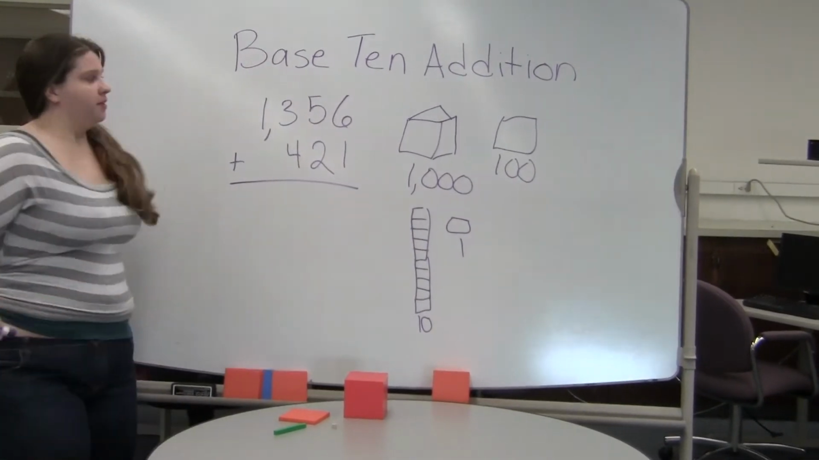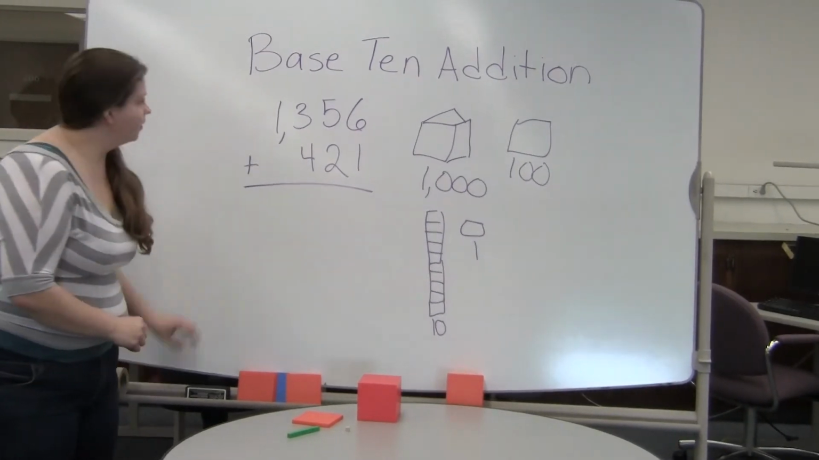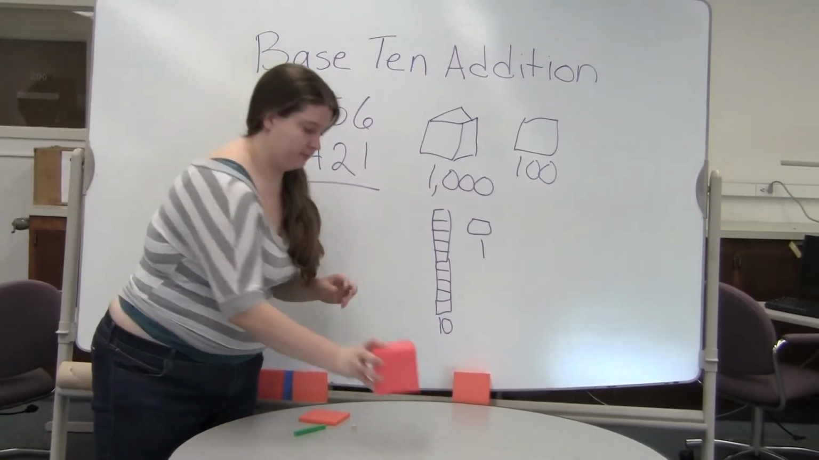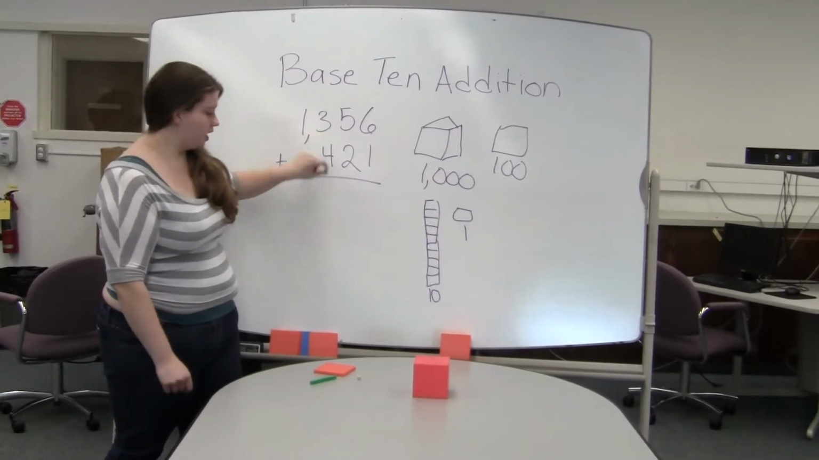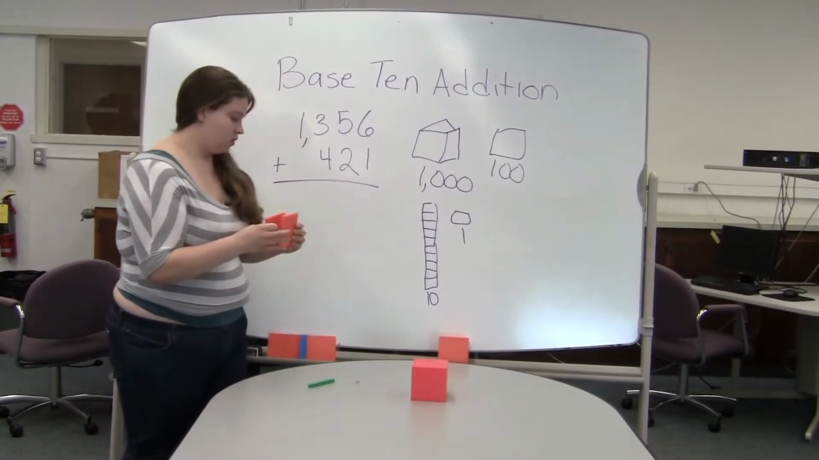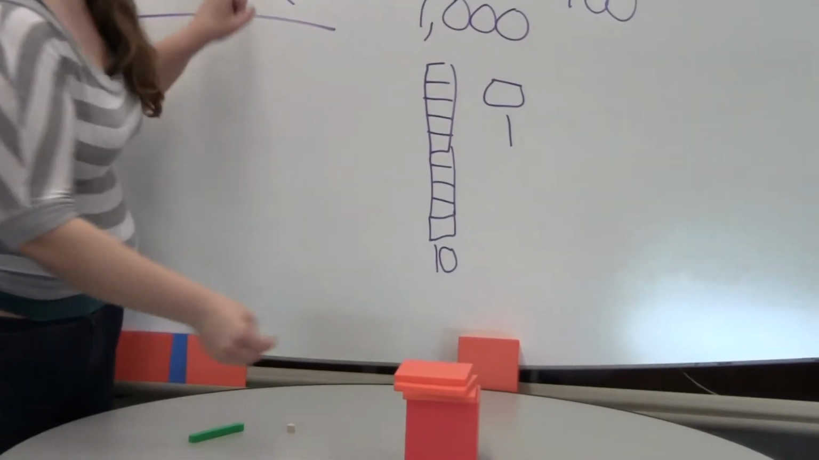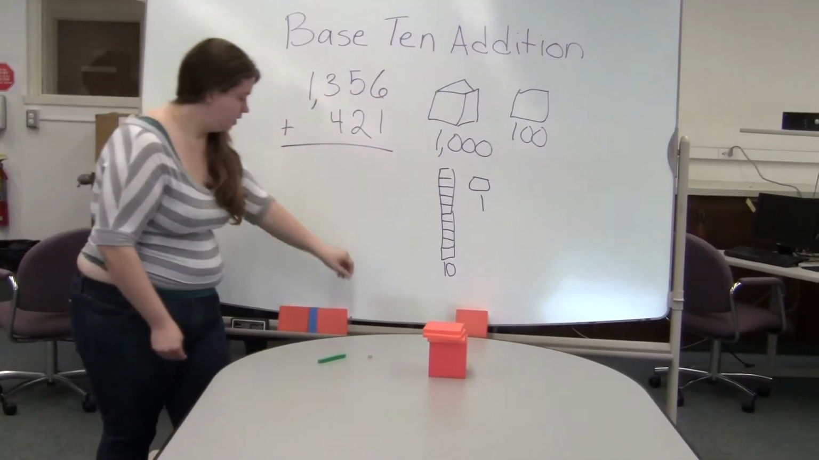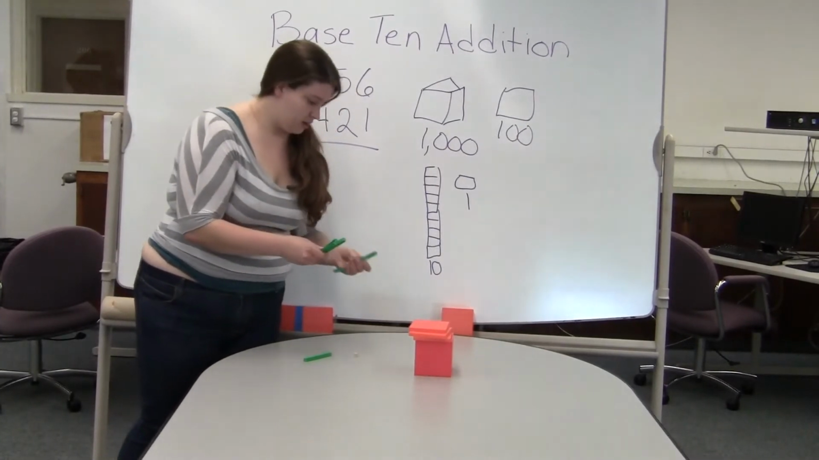Okay, so now we're going to add these two numbers together. We're going to start out with 1,000, so you're going to have one of these blocks. And then you have 300, so you're going to need 300 of the 100 blocks. So 1, 2, and 3. Now you're going to need 5, because this stands for 50. So you're going to need 5 of the 10s. So that's 1, 2, 3, 4, 5.